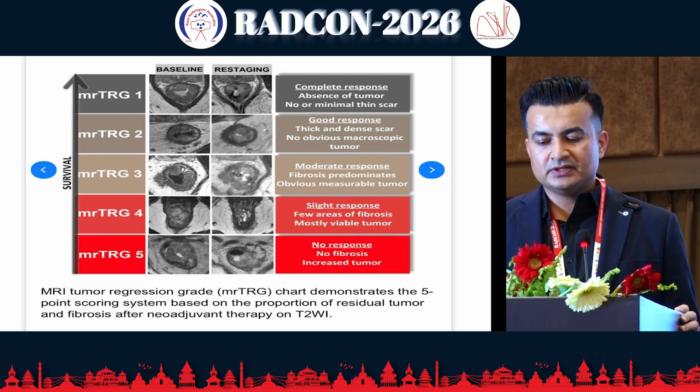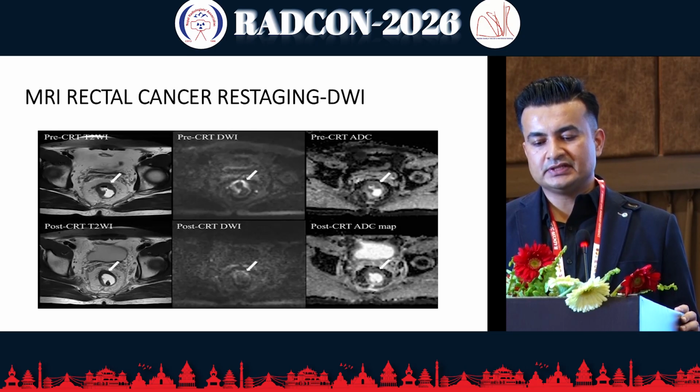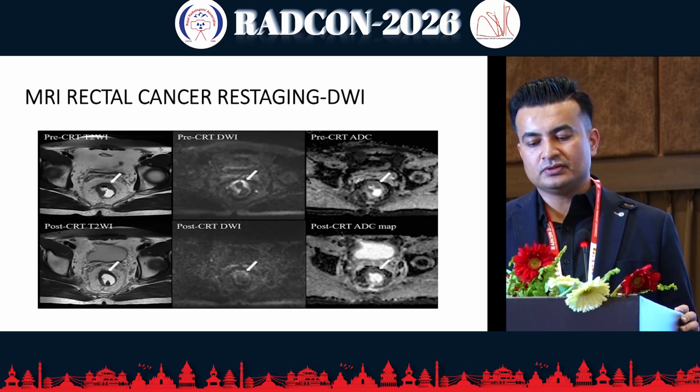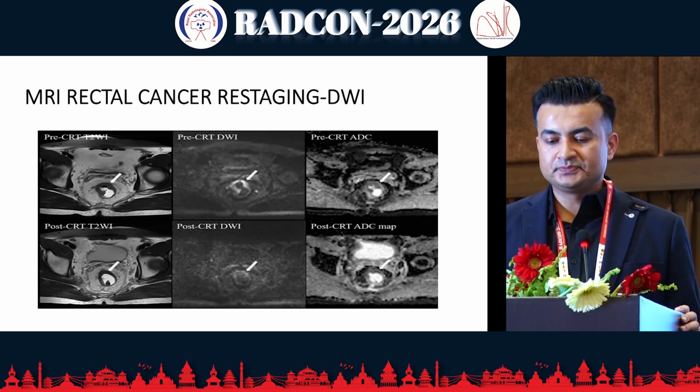So a similar example, where this is the pre-CTRT and this is the post-CTRT. Pre-CTRT, T2 shows a lesion which shows restriction. Post-CTRT there is a dense fibrotic scar. However, on diffusion weighted there is lesion left, which means the response has been inadequate.